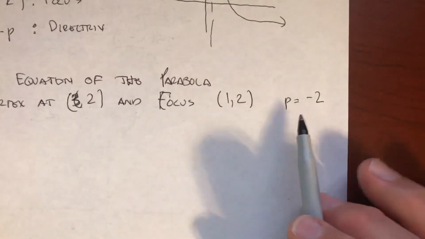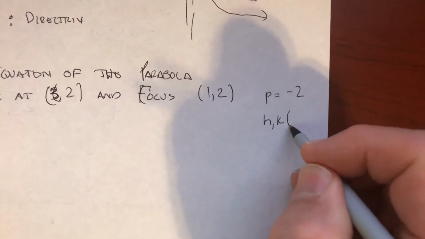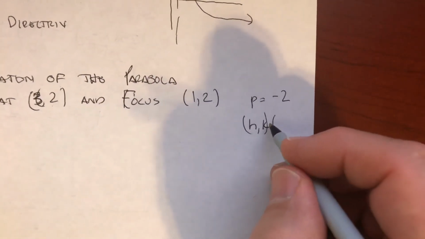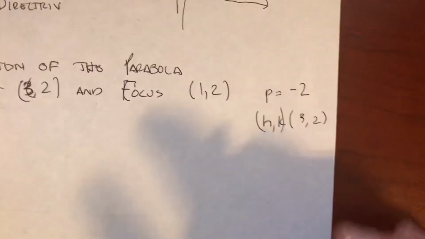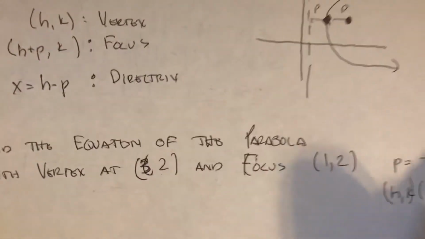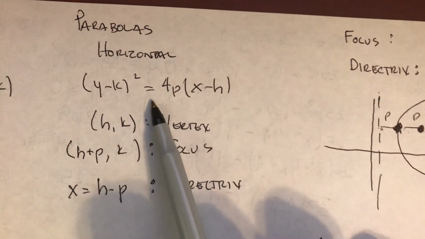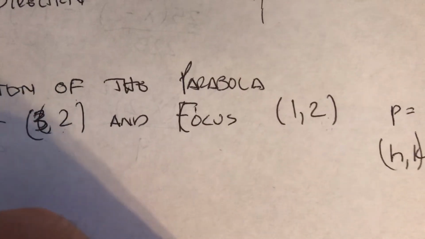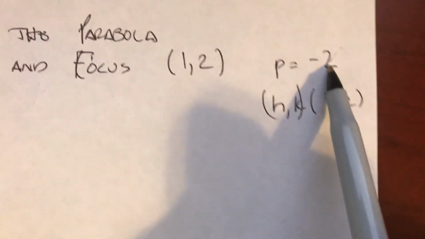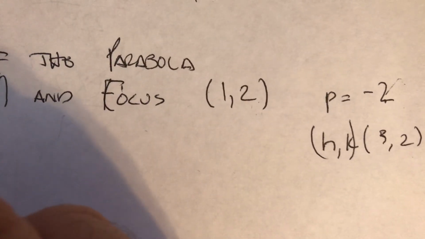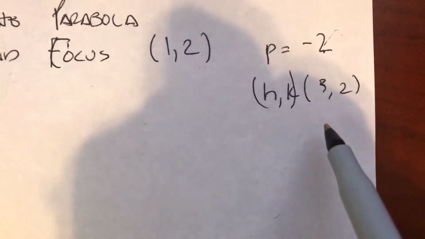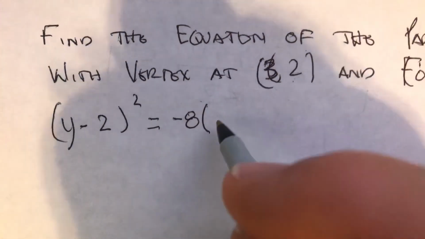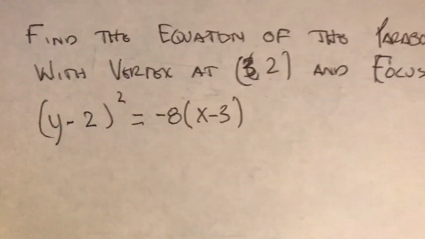So my h and k are 3 and 2. I've got my p-value, right? All I've got to do is go back up here and plug and chug. So y minus the k value, which is 2, squared, equals 4 times p. If p is -2, what's 4 times -2? -8. And then (x minus 3). That is the equation of that parabola.